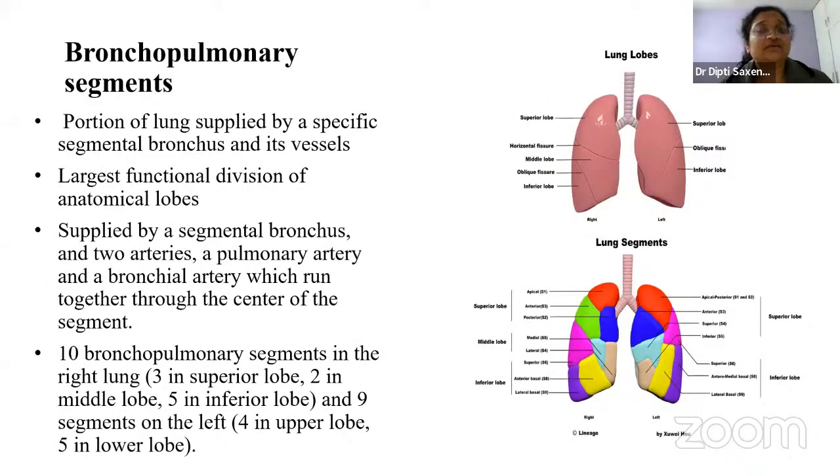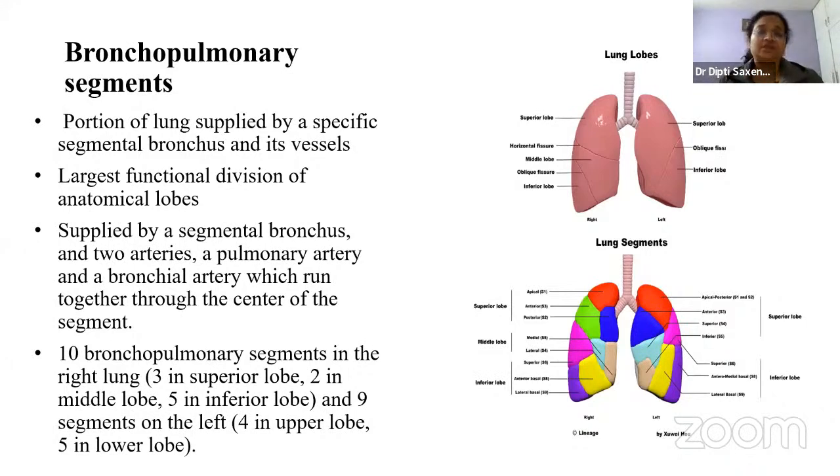Next slide is again important from the student's perspective. Bronchopulmonary segments come as short notes in the exam. Now, it is actually the portion of lung which is supplied by a specific segmental bronchus and its vessel, and is the largest functional division of anatomical lobes.